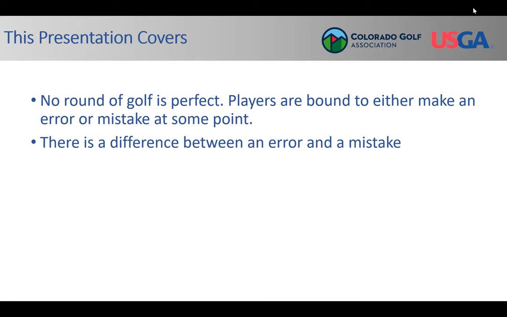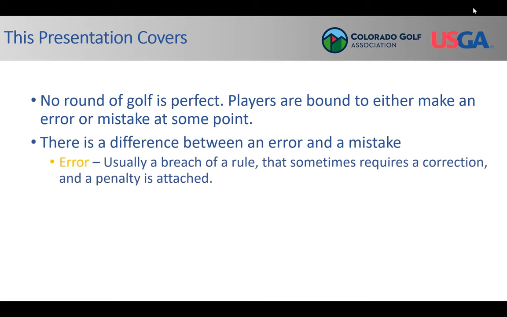When I think of an error on the golf course, I think of it as a breach of a rule that sometimes is going to require a correction. And typically a penalty is going to be attached to that mistake or that error I just made. So it usually follows all of those things. It's usually checking the boxes on all of those things: breaching a rule, sometimes requiring a correction, sometimes maybe not requiring a correction, and usually that penalty is going to be attached to what we just did.